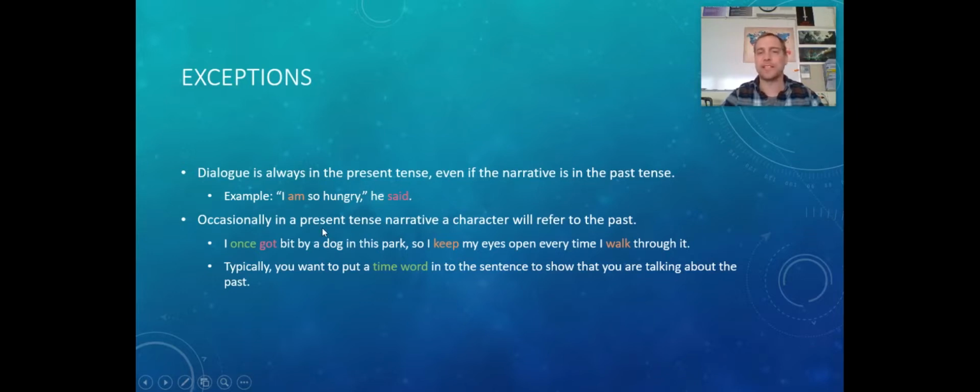And occasionally in present tense narratives, a character will refer to the past. So if you're writing in the present tense and your character talks about something that happened before, that might happen. So you might say, "I once got bit by a dog in this park, so I keep my eyes open every time I walk through it," right? And so here, "got" is the character narrating something that happened in the past. So that might happen occasionally, but typically there's some kind of time word in the sentence, like "once," that clues in the reader that the narrator is going to stop talking about the present and talk about the past.